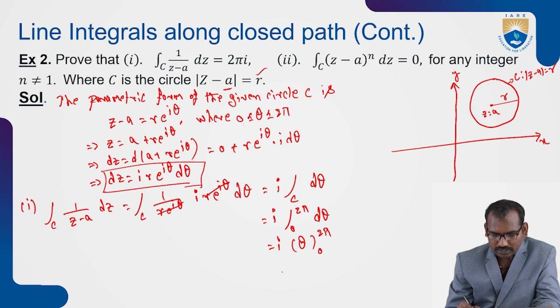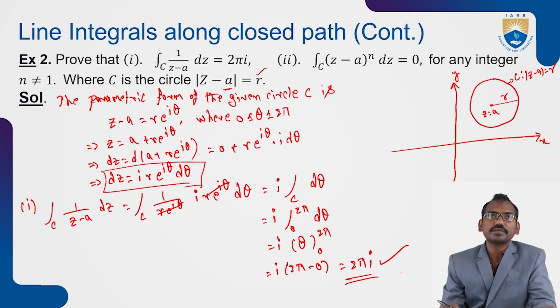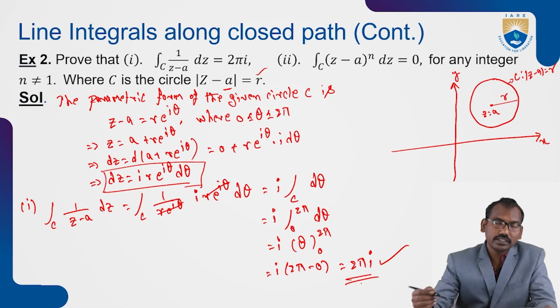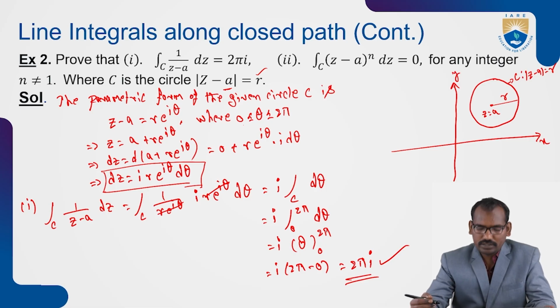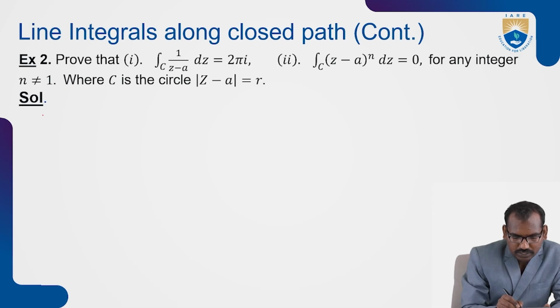So this we will get i times (2 pi minus 0). This is nothing but 2 pi i. Okay, so this is the result. So the first one is proved, and we go for the second one. So the second part.